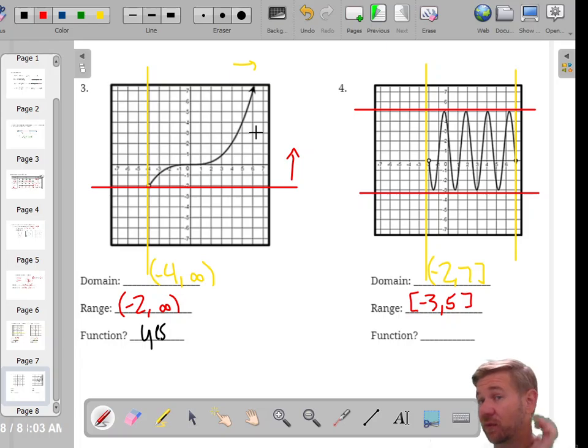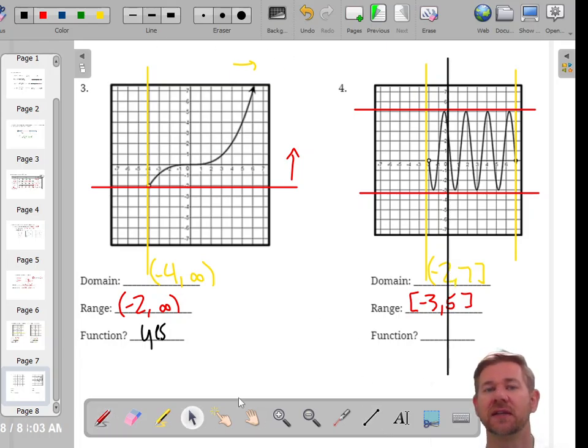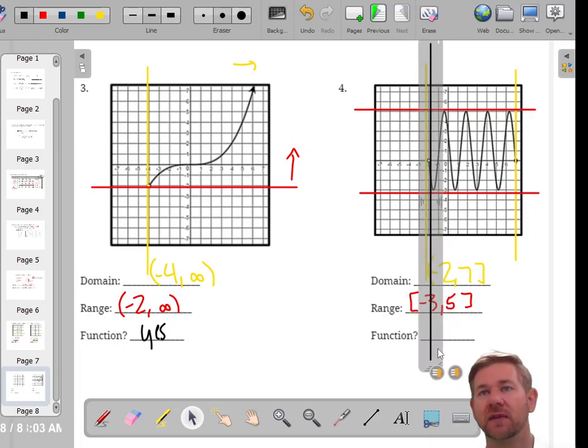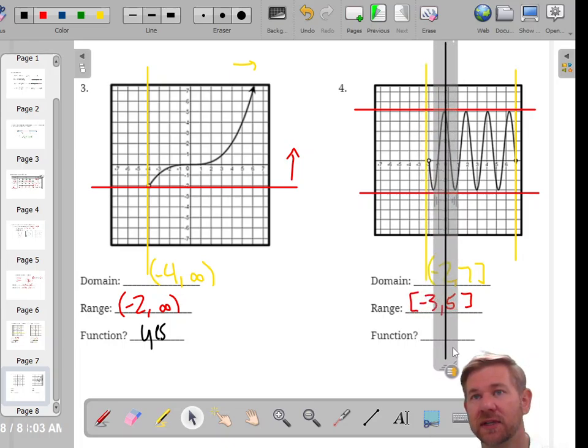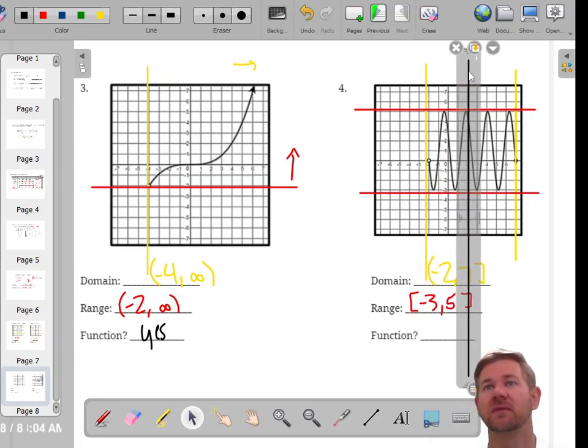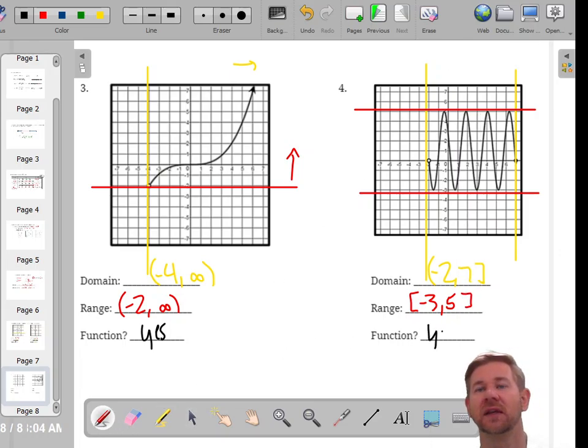And then the last one, is it a function? It looks like it's fine. It's only ever intersecting this function one time. So the vertical line is intersecting one time. Yeah, this is a function. Sure, this works. Yes. It looks like it's a sine or cosine function.